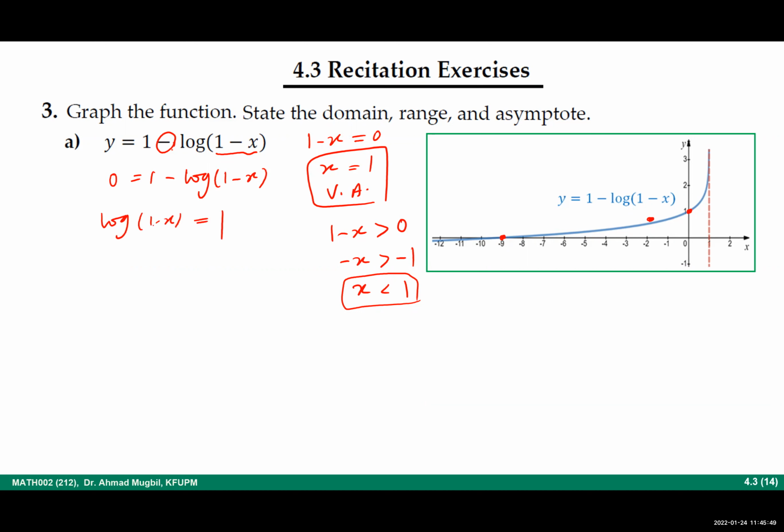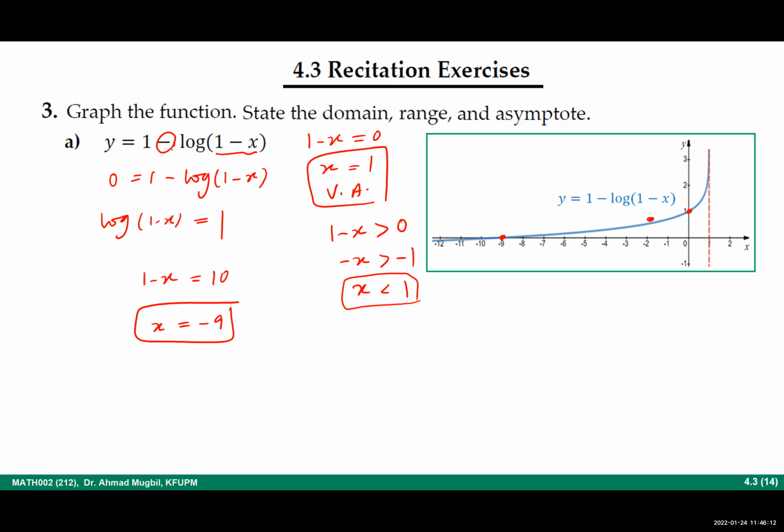Now log 1 minus x equals 1. What is 1 minus x? It is 10. The exponential form, which means that x is what? Negative 9. So this is if you want to find where it is above the x-axis or below the x-axis. Of course, it is increasing always.